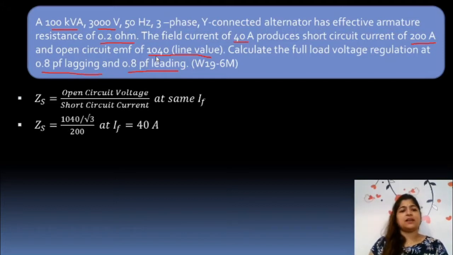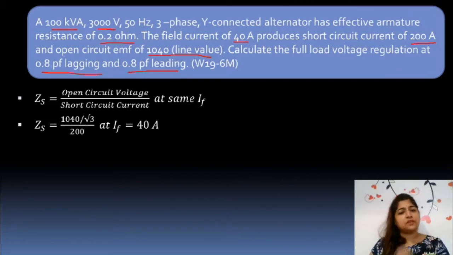So let's substitute the value of 1040. One more thing, here you need to take phase values of open circuit voltage and short circuit current. Because this is star, line current and phase current are same, but phase voltage has to be line voltage by root 3, and it is clearly mentioned that the open circuit EMF is 1040 line value. So you have to take phase value. Don't forget to divide it by root 3. 1040 divided by root 3. Okay, that will be your phase value of EMF. And then divided by short circuit current, that is 200 ampere.